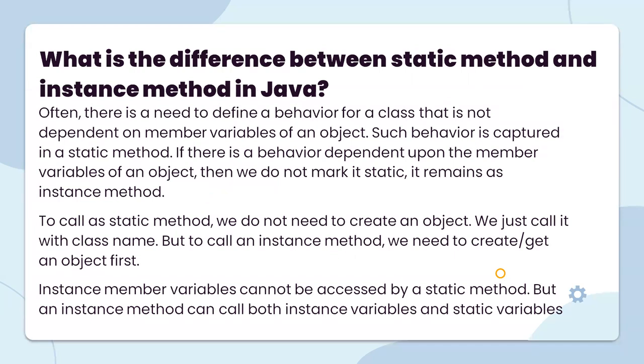What is the difference between a static method and an instance method in Java? Often there is a need to define a behavior of a class that is not depending on a member variable of an object. Such behavior is captured in a static method. If a behavior depends upon the member variable of an object, then we do not mark it as static. It remains an instance method. To call a static method, we do not need to create an object. We just call it with the class name. But to call an instance method, we need to create an object first. An instance member variable cannot be accessed by a static method, but an instance method can access both instance variables and static variables.